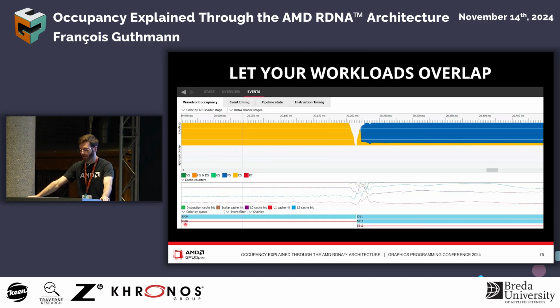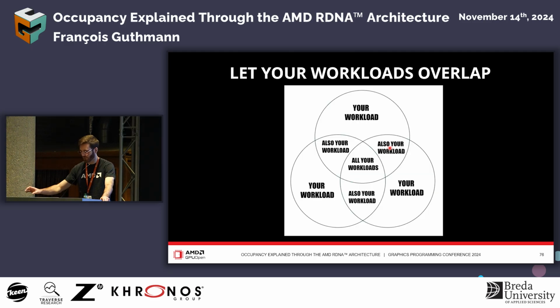I haven't shown that so far, but workloads that overlap don't have to be part of the same stage. For instance, here you can see some blue and some yellow overlapping, so that's a pixel shader and a compute shader, and that's perfectly fine. Again, for the visual learners, this is my ideal view of your workloads, if possible. I know it's not always the case.